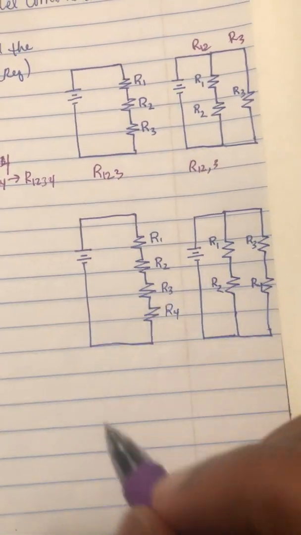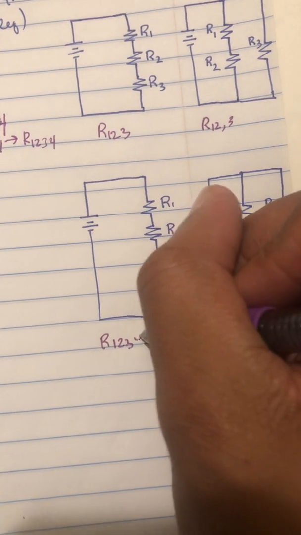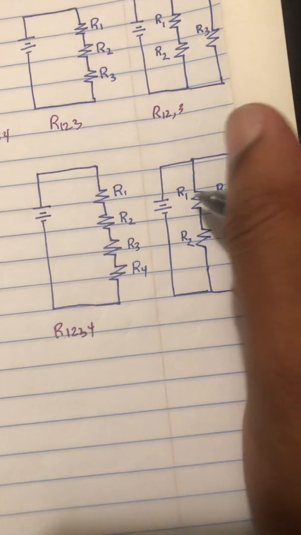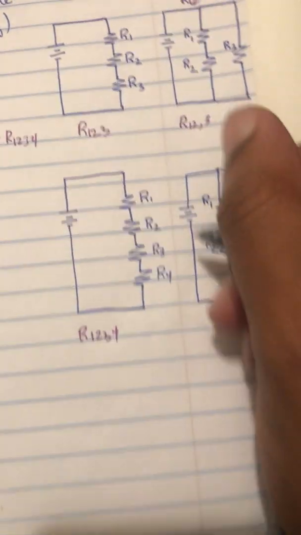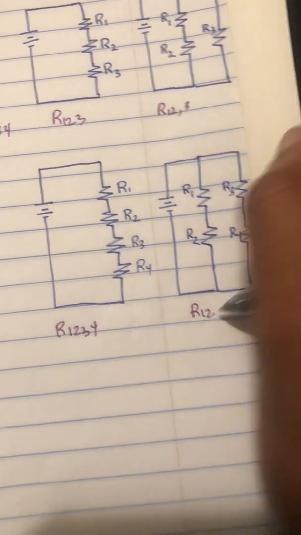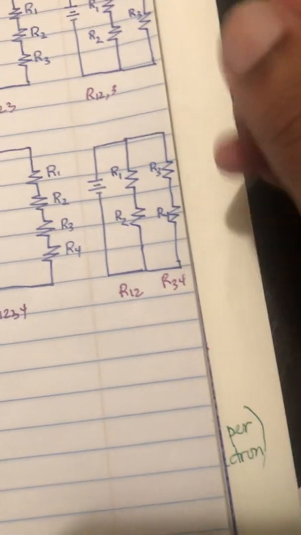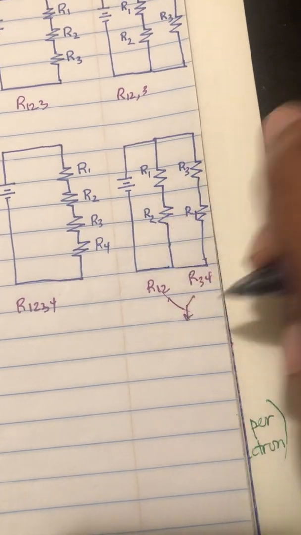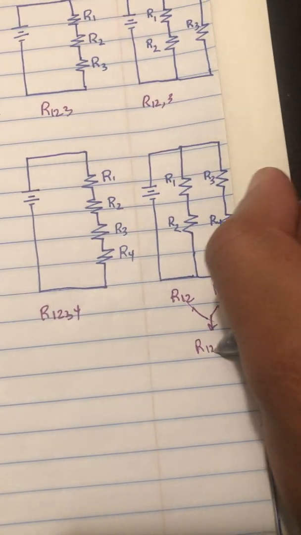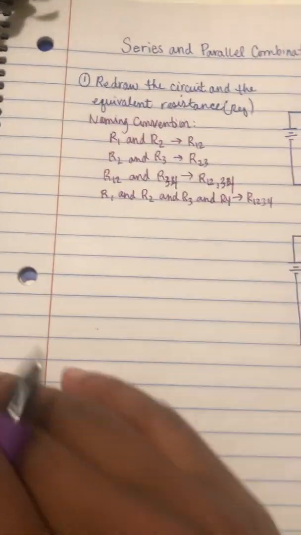Right here, I have 4 resistors in series, so it's going to be R1234. Then right here, I have 1 and 2 in series, so I'm going to add those together to get R12. And then I'm going to have these two in series, which will be R34. So if I combine those two branches, I'm going to get R12, comma, R34. All right, so the first thing: redraw your circuit and find the equivalent resistance.